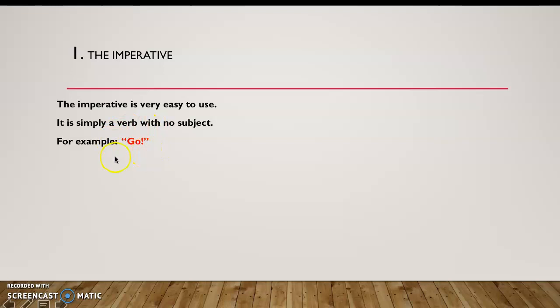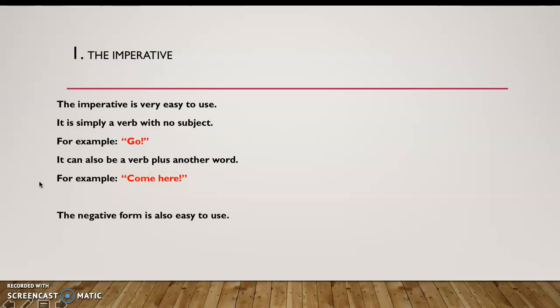This is the imperative. It can also be a verb plus another word. So we say go and something after it. Let's have a look at an example. In this one, we're using the verb come. So come here. So we're adding another word.